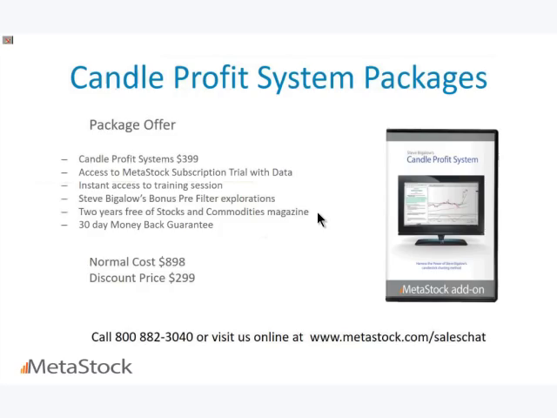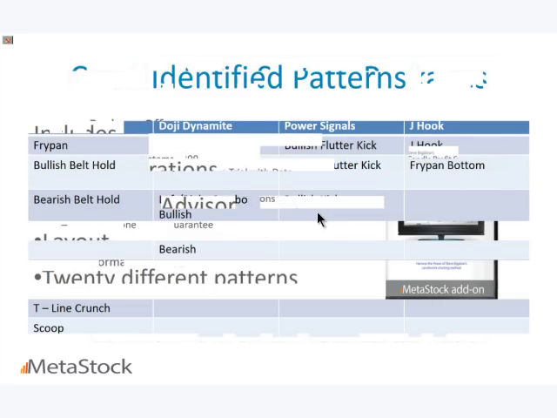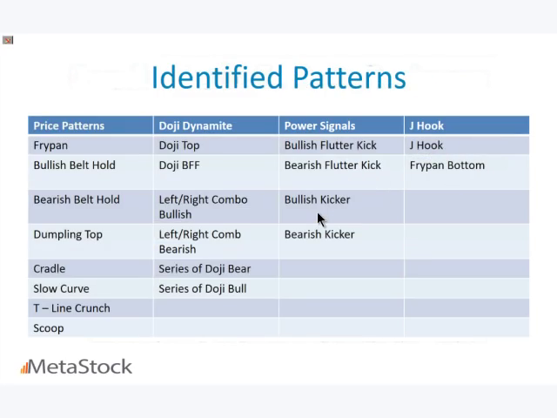CB asked a question: how many of Steve's signals could be used for one search? In the PowerPoint here, there are 4 different scans. We broke them up into categories: price patterns, Doji Dynamite, power signals, and the J-hook patterns. You can run all 4 of these scans at the same time, but it will run them sequentially. It starts with price patterns, then Doji, and gives you a report for each of them. They are technically separate scans.